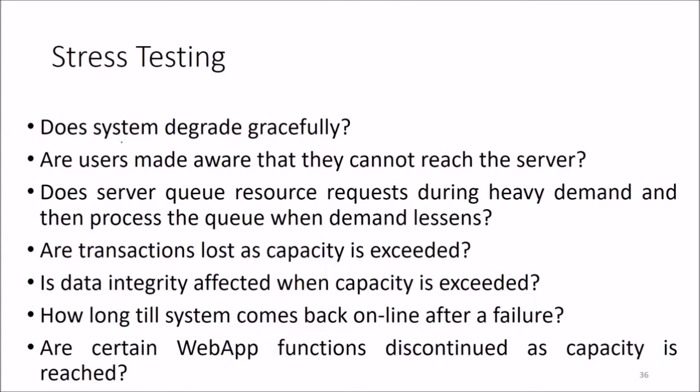The stress testing: does the system degrade gracefully? We check for this. Are users made aware that they cannot reach the server? Does the server queue resource requests during heavy demand and then process the queue when demand lessens? Are transactions lost as capacity is exceeded? Is data integrity affected when capacity is exceeded? And how long until the system comes back online after a failure? And are certain web app functions discontinued as capacity is exceeded?